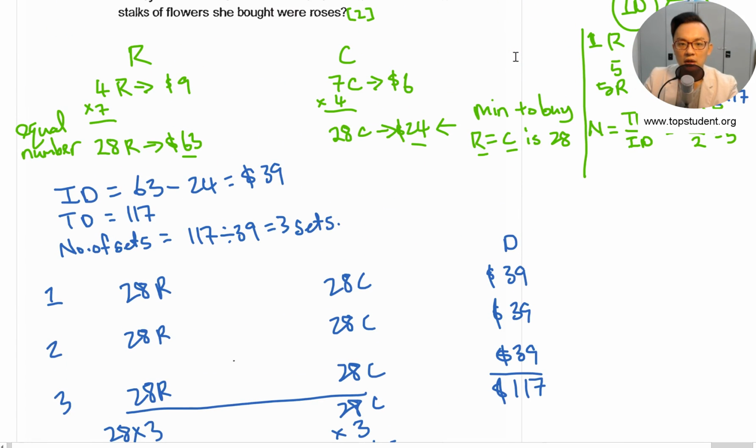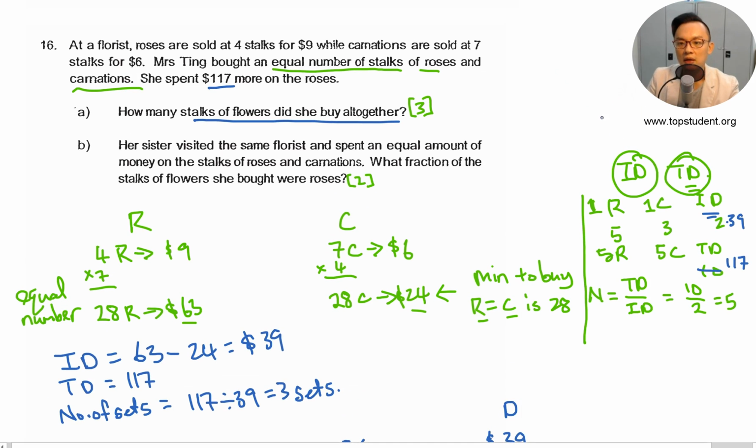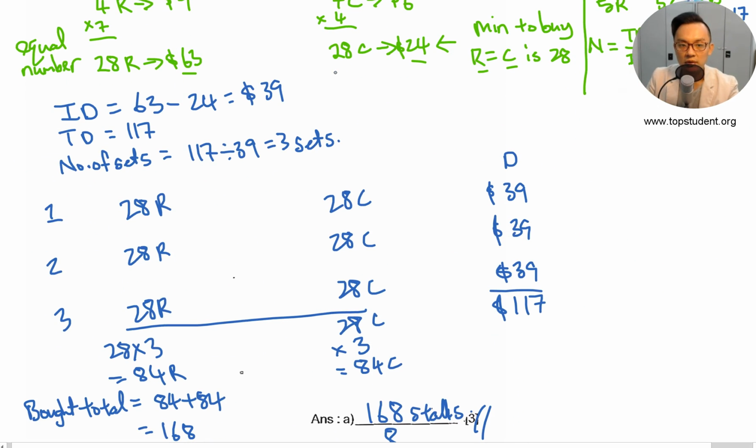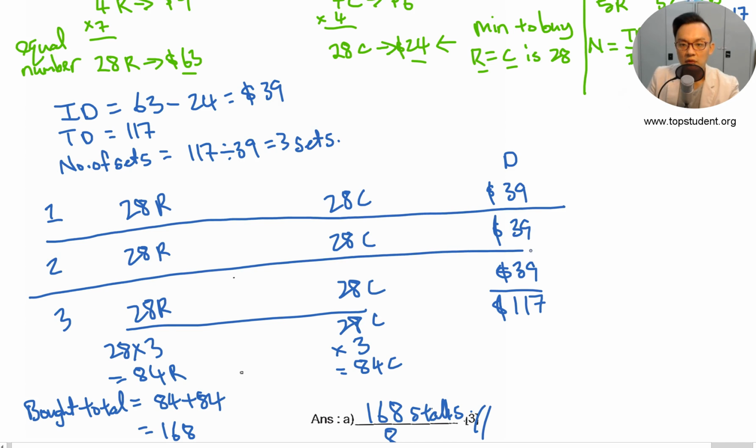So for this question, you need to know what the individual difference and total difference are. I listed this out to make it really clear to you. This is one set, this is the second set of flowers to buy, and this is the third set. So altogether you bought 3 sets of flowers. Each set, the minimum is 28 roses and 28 carnations because you bought the same number of roses and carnations. The difference in price is $39 per set. And I know that my total was 117, so dividing by 39, I got 3 sets.